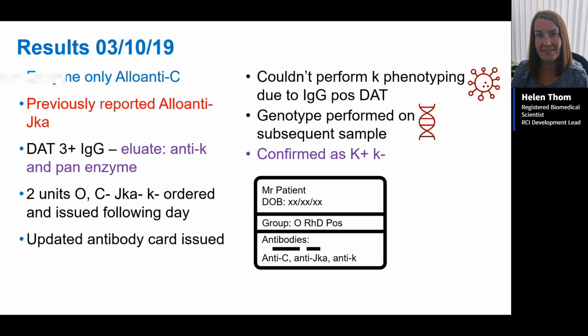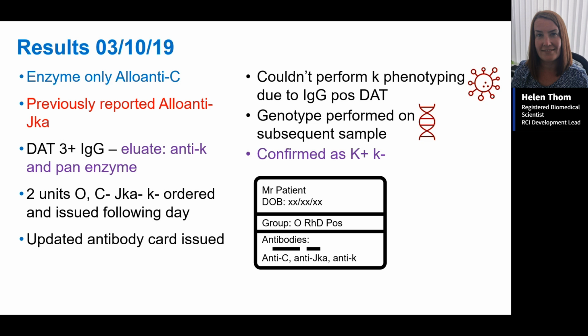And they just, you know, enzyme only anti-big C, previously reported anti-Jka, because even if it can't detect on the current sample, we do report previous clinically significant antibodies. We said that was 3+ in strength. We didn't evaluate and we found anti-little k. There was also a pan-enzyme antibody in there, which I got a bit distracted with telling you about the little k. So we ordered the units.